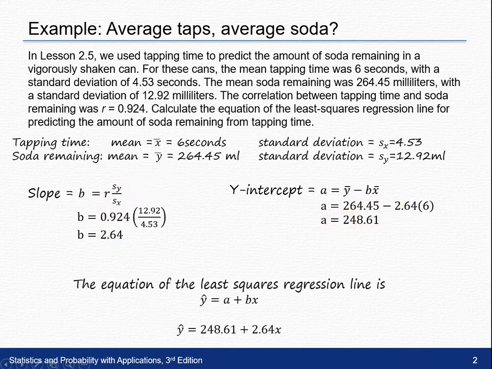Putting this together, remember, statisticians like to write the line as y equals a plus bx. So putting that together, y hat equals a plus bx. We're taking our y-intercept plus our slope times x.